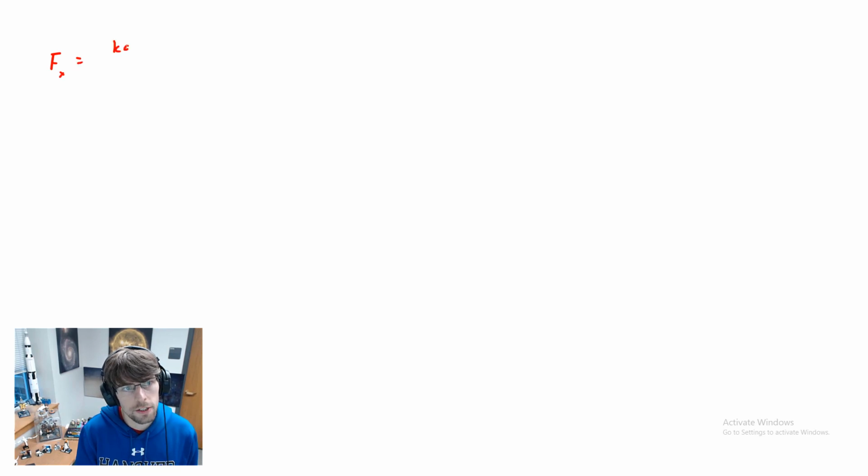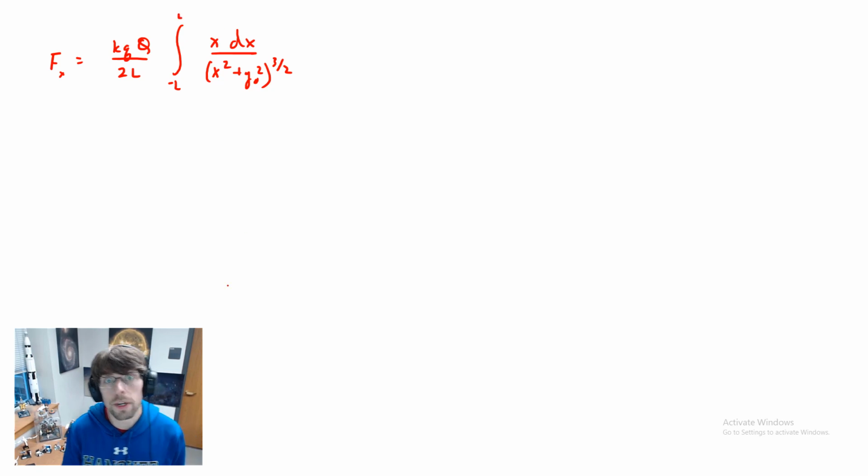So I had kq, big Q over 2L, integral of x dx over x squared plus y naught squared to the 3/2. And considering the physical situation, a bar, and we're right below the symmetry axis of the bar, right? What is this going to give me? What's the total value that this integral is going to give me?